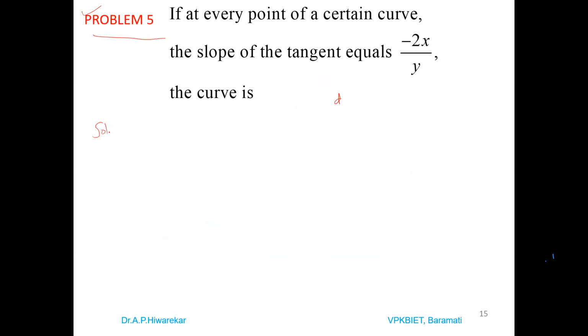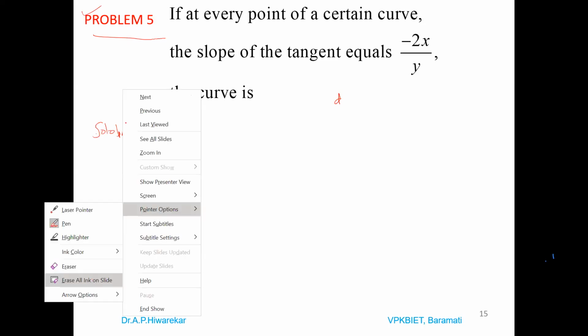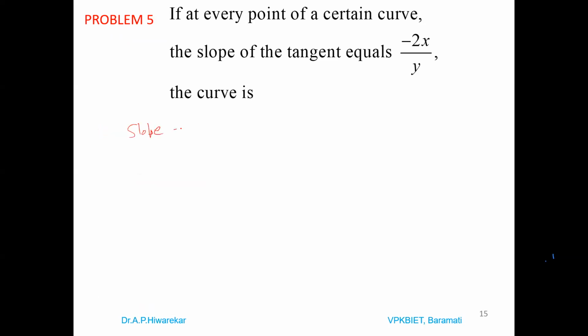Slope, obviously, is dy by dx. And dy by dx is minus 2x by y. So solve this equation. If you integrate, you get y dy is equal to minus 2x dx. Integrating that, you get y square divided by 2 is equal to minus x square plus c.